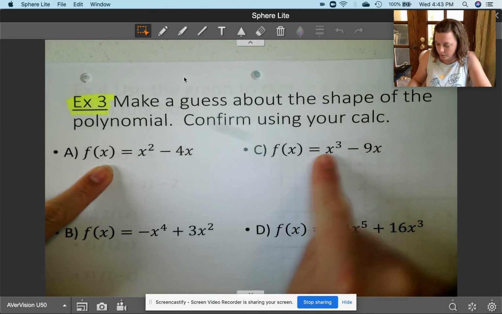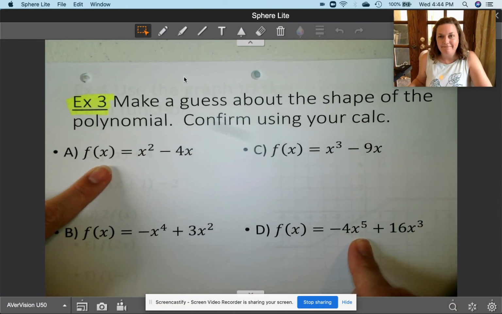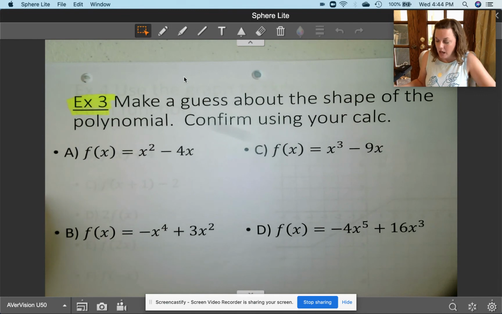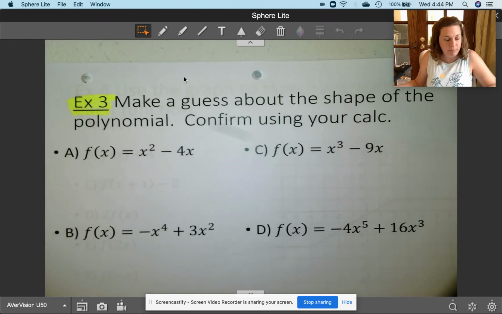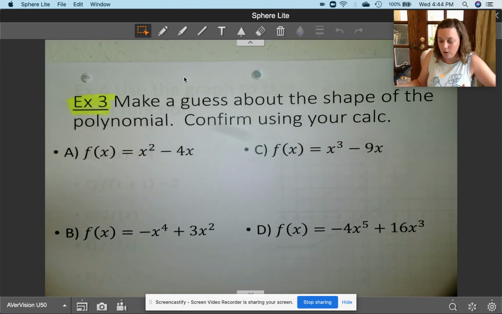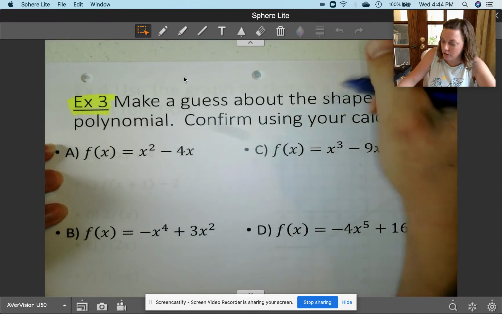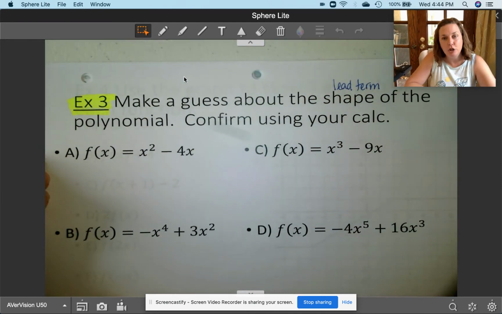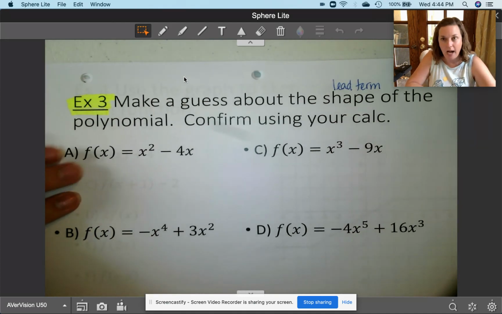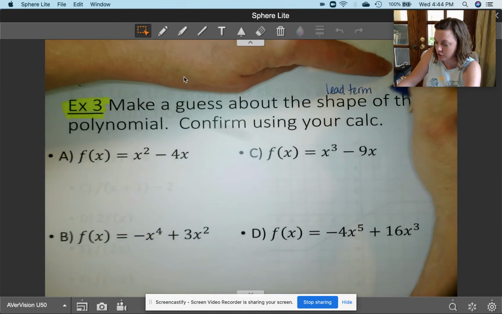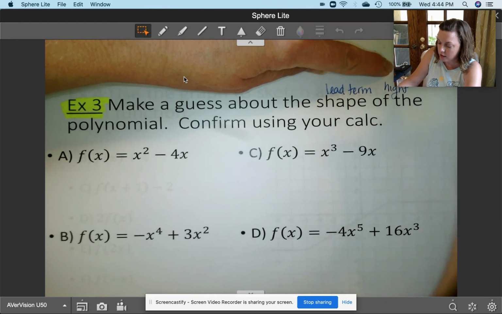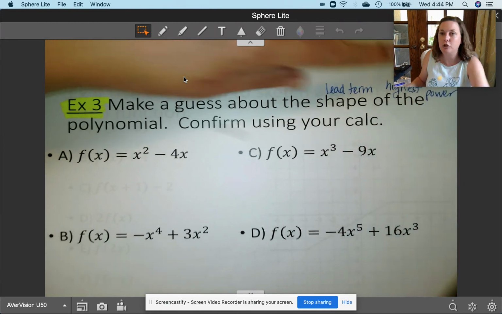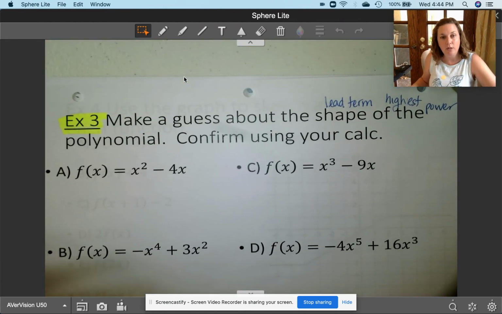All of these are polynomials, regular, nothing fancy functions. I love them. They're fantastic. When in doubt, graph it out. You can all put these in your calculators. How do we know the shape? The shape is determined by the leading term. The leading term is whatever the highest power of the function is. So the highest power tells us so much about a function. And so that's what we want to keep in mind.